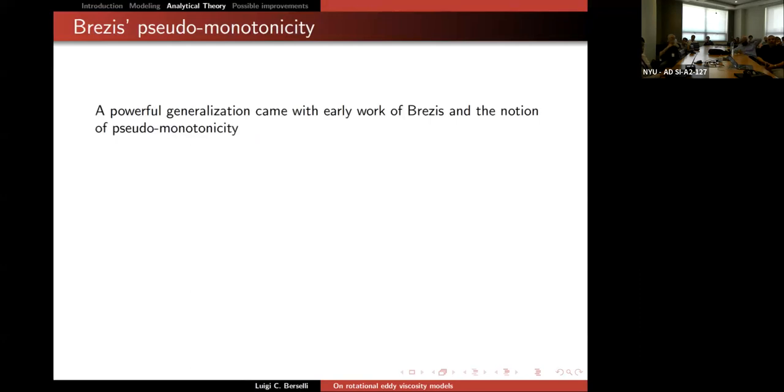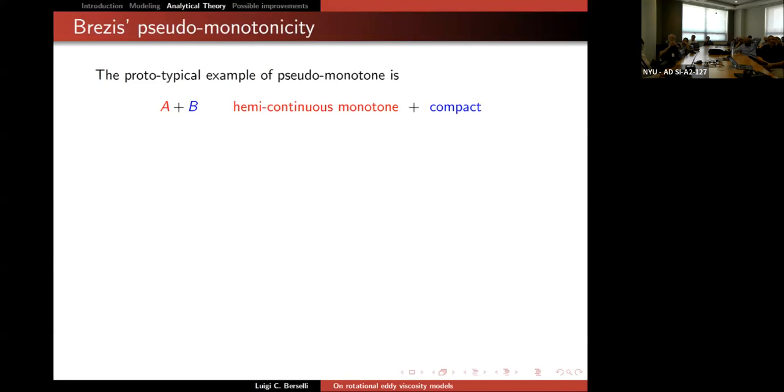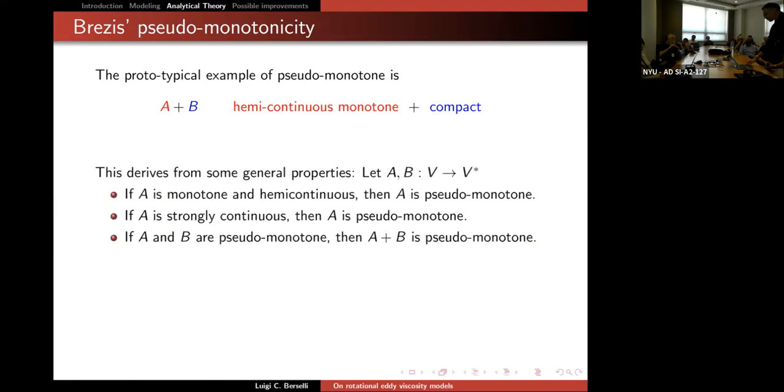a powerful generalization came with the work of Brezis, using what is called pseudo-monotonicity, which has some definition, but what is interesting for you is the following: if you have an operator which is monotone and continuous, and you add some compact operator, it's not anymore monotone, but it falls in the setting of pseudo-monotone. So if you add these two operators, then the theory can work. And for us, this would be the p-Laplacian or this Baldwin-Lomax operator, and this B is the convective term. So one has to show that the convective term is compact in some space.